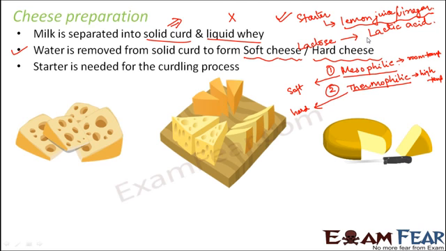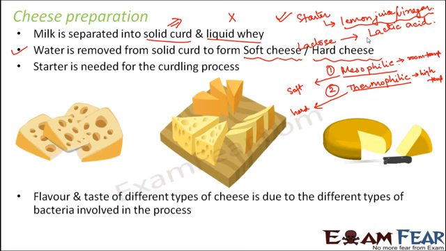So depending upon the type of bacteria which is involved in the process, the taste or the flavor of the cheese also changes. So flavor and taste of different types of cheese is due to the different types of bacteria involved. Because as I said, these are only the two types of bacteria. Now in mesophilic bacteria, there are several different bacteria, and all of them can prepare cheese. But the overall process will remain the same. That is, lactic acid will be formed, therefore curd will be formed. So all those things will remain the same.